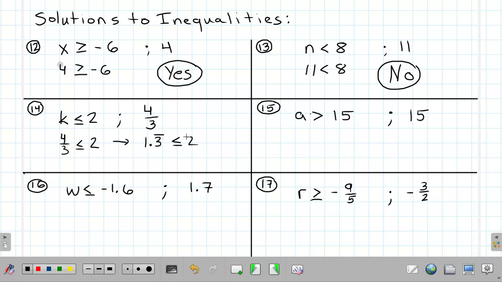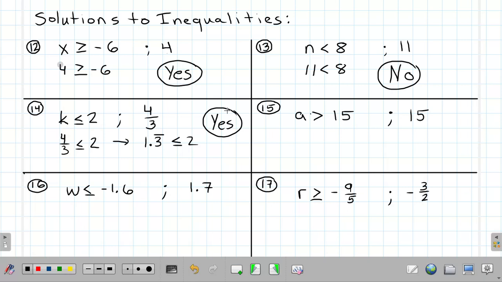And in that case, if you know how numbers work and how decimal places work, 2 is bigger than 1. So that means 1.3 repeating is less than or equal to 2. So the answer to number 14 is yes.